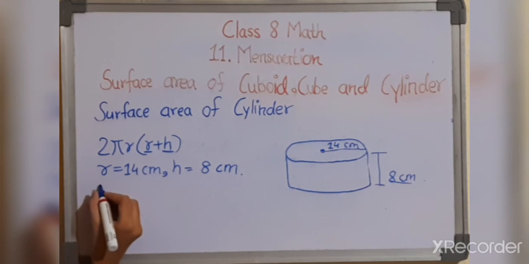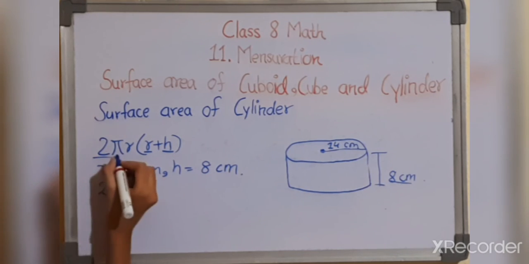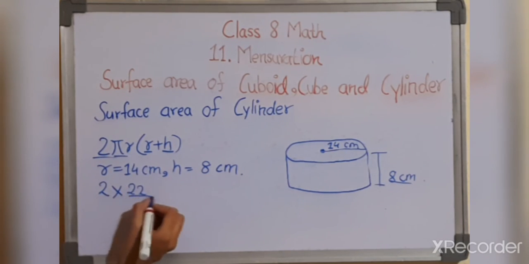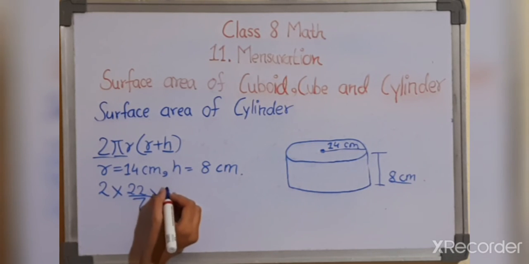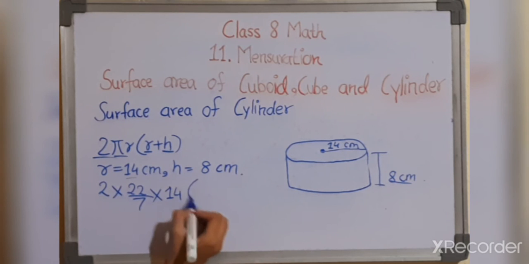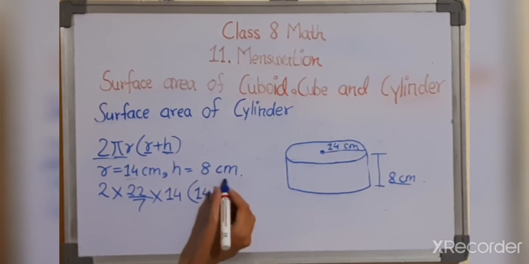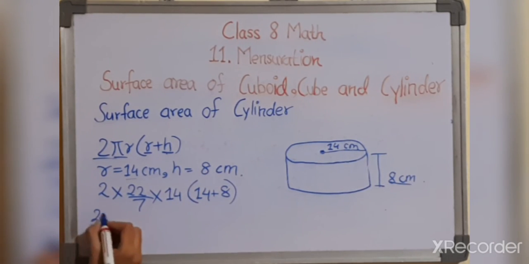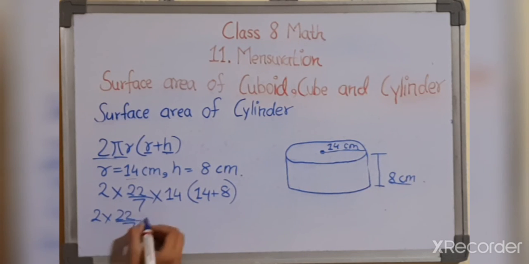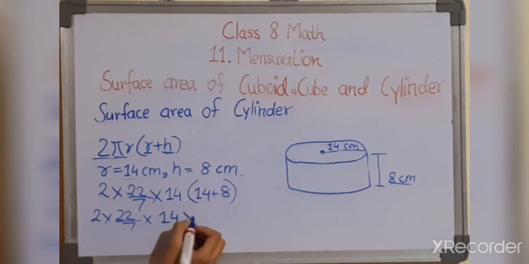So accordingly, according to this formula, 2 into pi means 22 upon 7 into r, that is radius, and the radius is 14 centimeter, in bracket the radius 14 plus height, that is 8 centimeter. 2 into 22 upon 7 into 14 into 14 plus 8 is 22.